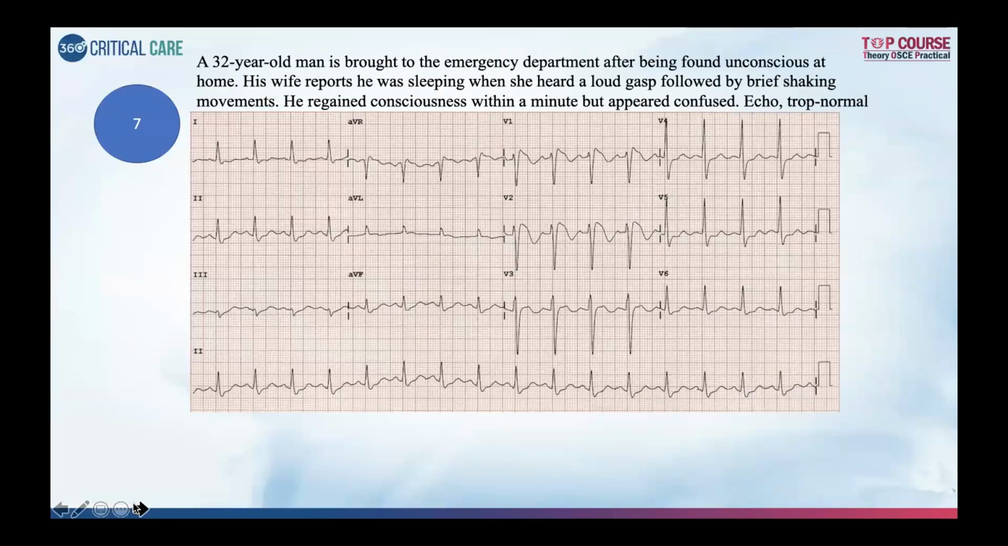A 32-year-old man is brought to the emergency department after being found unconscious at home. Wife reports he was sleeping when she heard a loud gasp followed by brief shaking movements. He regained consciousness within a minute but appeared confused. Echo is normal, but you find this ECG.